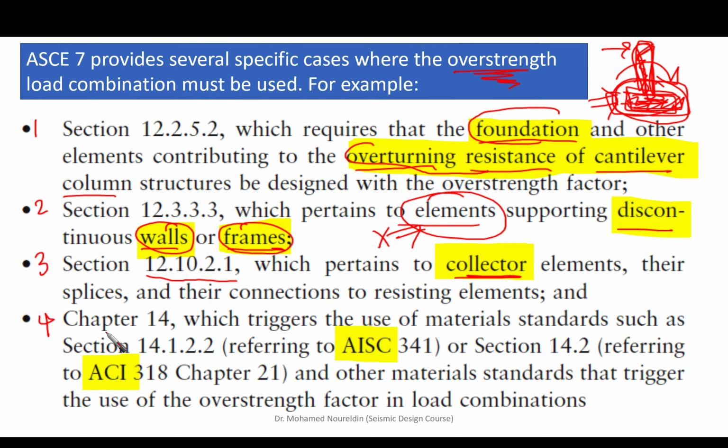12.10.2.1. Chapter 14 triggers the use of material standards such as AISC for steel and ACI for concrete, and other material standards that trigger the use of the overstrength factor and load combination. Actually, these codes can give some indication, in sections, saying that we need this element to be designed with the inclusion of overstrength.